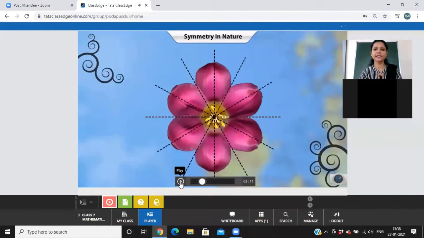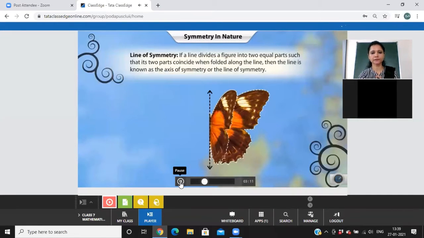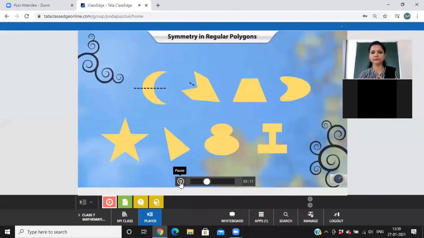So beta, as you can see, it is not necessary that any shape has only one line of symmetry. It can have many lines of symmetry depending on that shape. Secondly, the line of symmetry can be vertical, it can be horizontal, it can be diagonal. If a line divides a figure into two equal parts, such that its two parts coincide when folded along the line, then the line is known as the axis of symmetry, or the line of symmetry. Look at some shapes and their lines of symmetry.